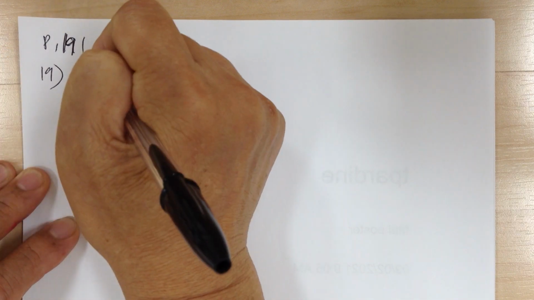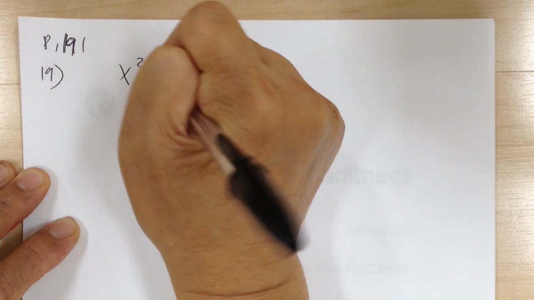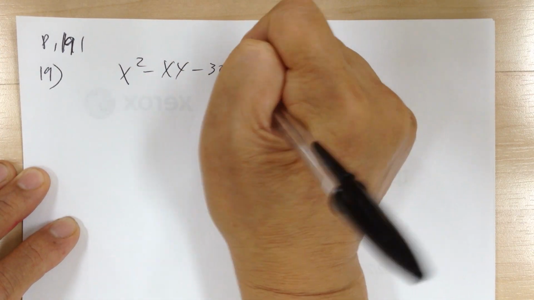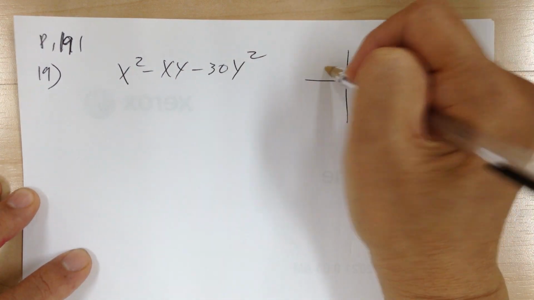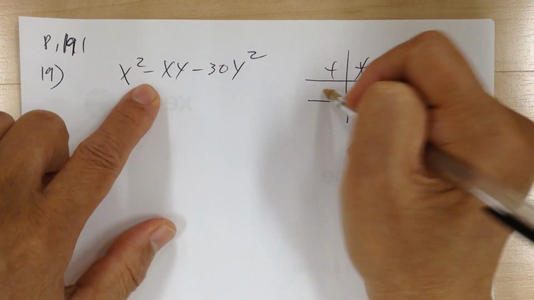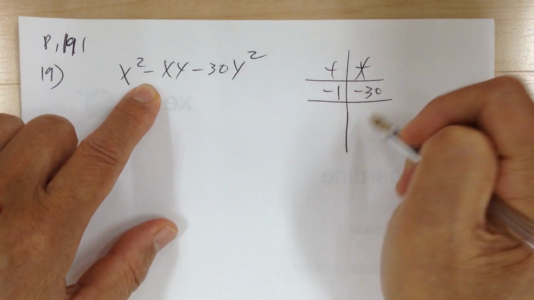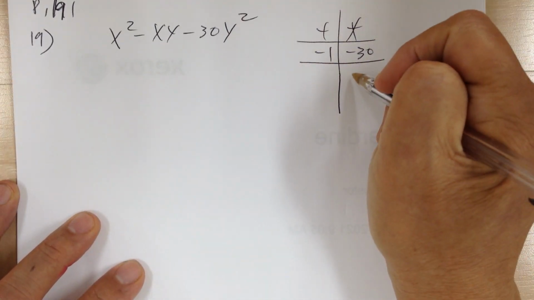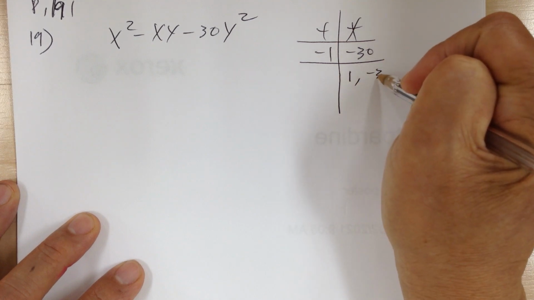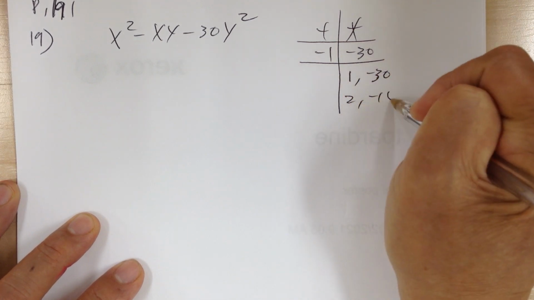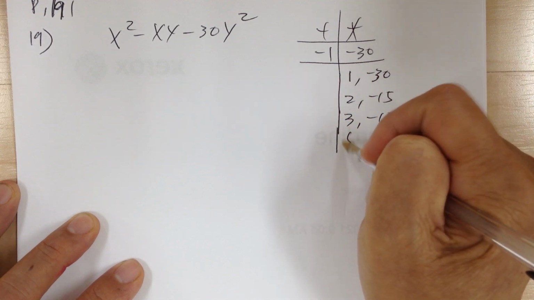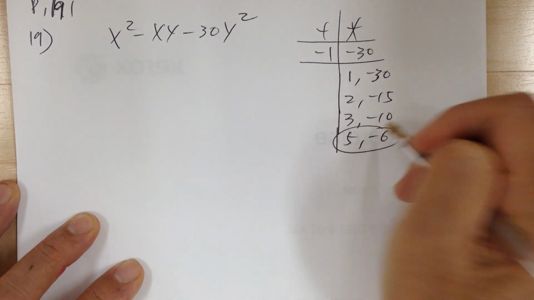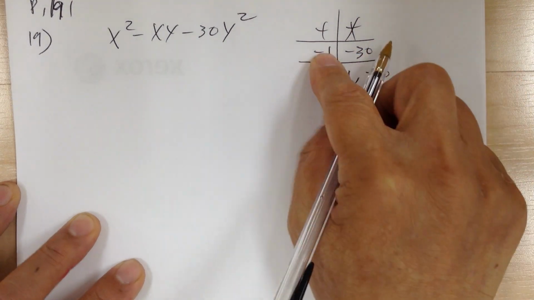Okay, number 19, the x squared minus xy minus 30y squared. Okay, so you can go through the steps. So this is step 4. So it'd be negative 1, negative 30. Okay, and so you need to get 1 comma negative 30, 2 comma negative 15, 3 comma negative 10, 4 cannot, 5, negative 6, and this is it, right? Multiply, get that, you add, you get that.